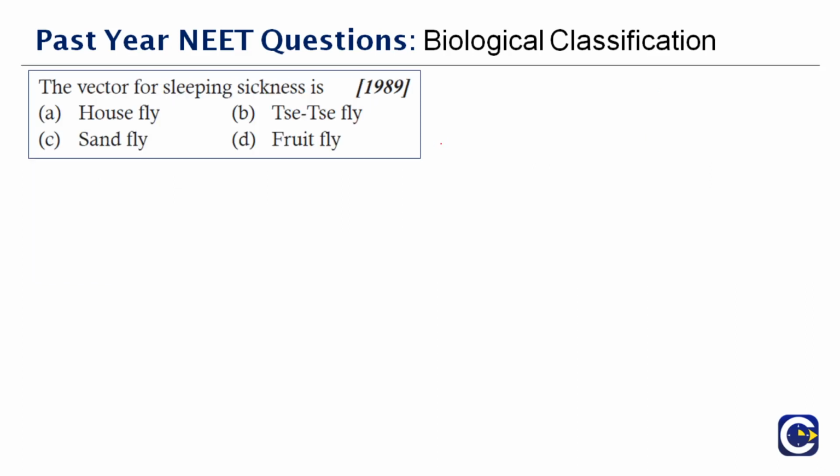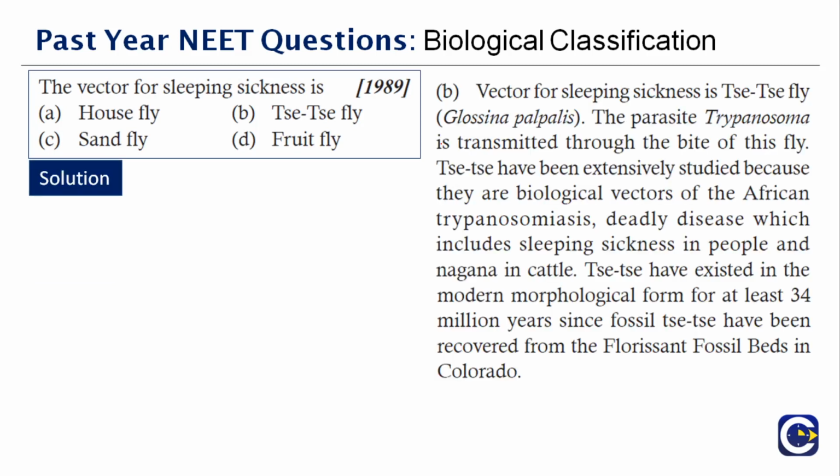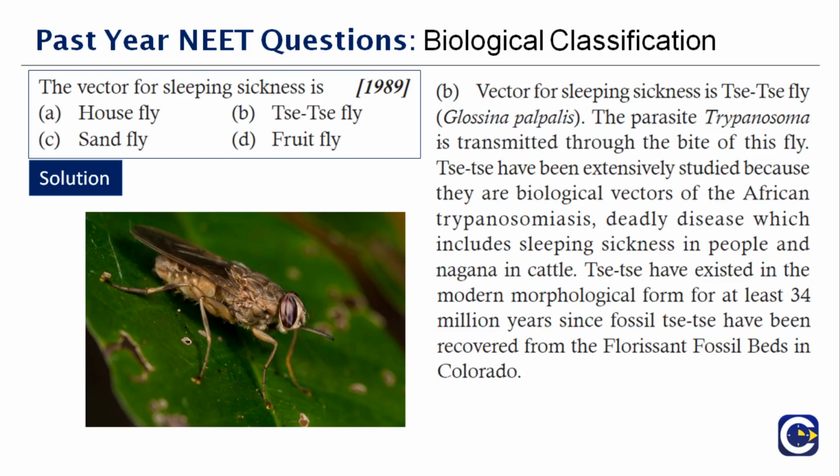Okay, next question here. The vector for sleeping sickness is dash. Once again, this is an easy question for you to answer. Yes, it is the tsetse fly, and I've also given you an image of how the fly looks. The vector for sleeping sickness is the tsetse fly, and the parasite Trypanosoma is transmitted through the bite of this fly. It has been extensively studied because of its role as a biological vector in African trypanosomiasis or sleeping sickness. People on the African side are affected quite highly by the bite of this particular insect.